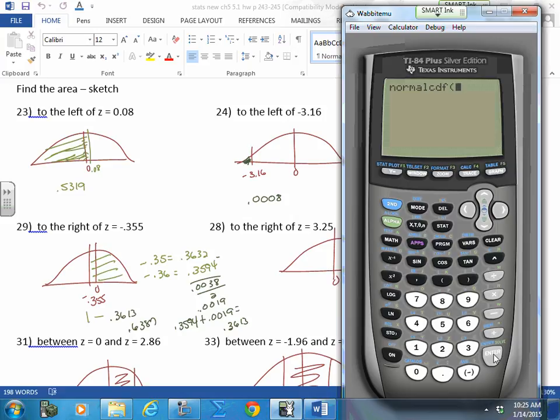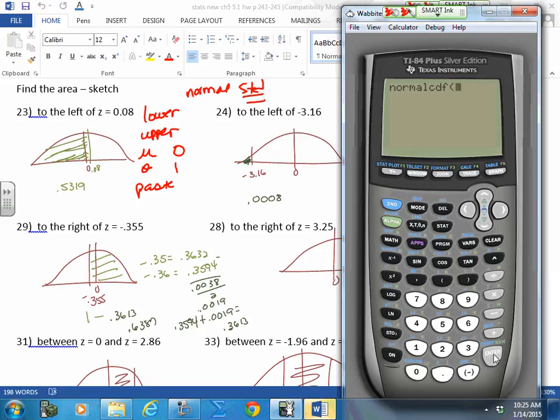On your calculators, it's asking for a lower limit. It says lower, it says upper, it says the mean, the standard deviation, and then paste. Because we're on the standard normal curve right now, your mean is 0 and your standard deviation is 1.